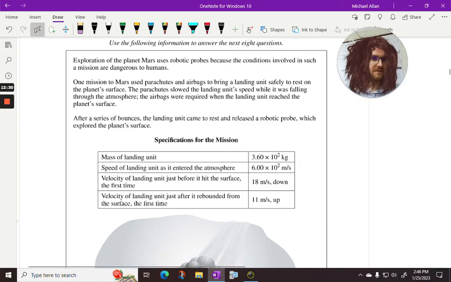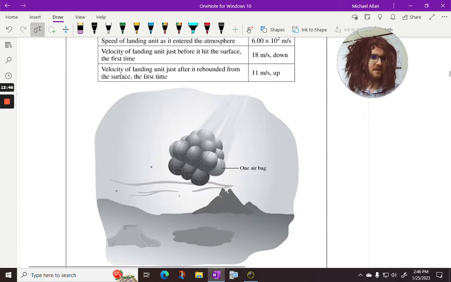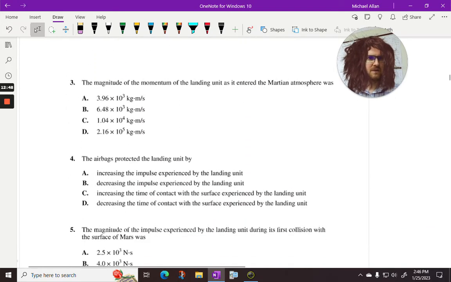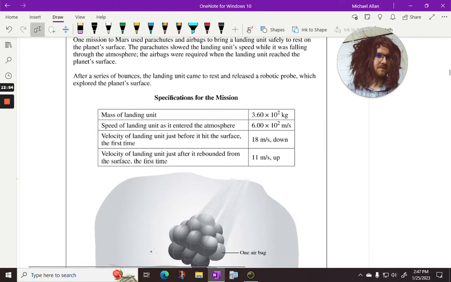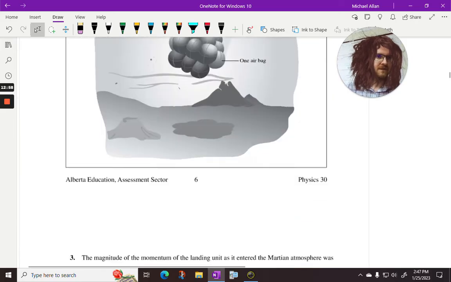Okay, so I've got some information about this lander here. It's got a mass of 360 kilograms. The speed is 600 at the top of the atmosphere, but just before it hits the ground, it's going 18, so it slows down quite a bit. And then afterwards, it's bouncing upwards. This is the first bounce, right? So what's the momentum as it entered the atmosphere? So we're using this one here as it enters the atmosphere, the 600.